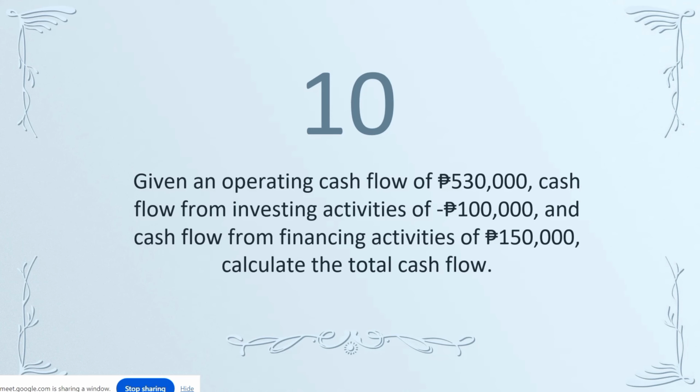For the 10th and last problem, given an operating cash flow of 530,000, cash flow from investing activities of 100,000, and cash flow from financing activities of 150,000, calculate the total cash flow.